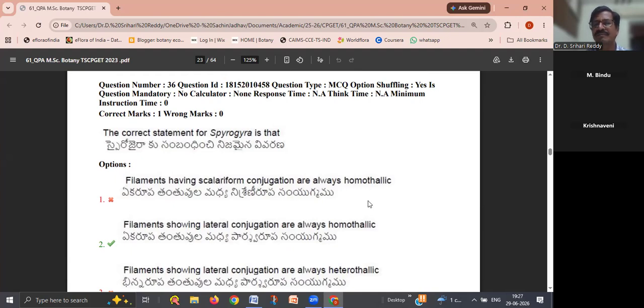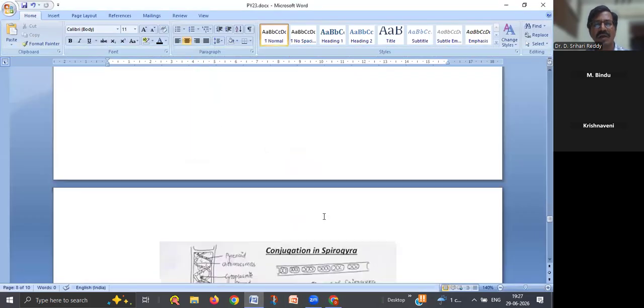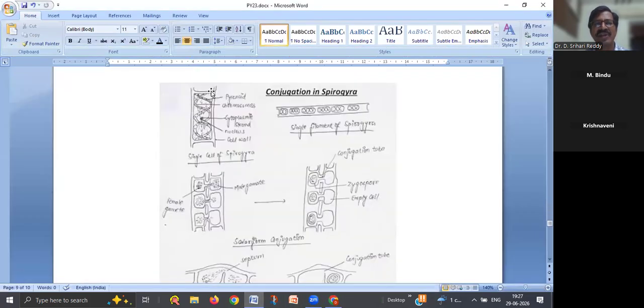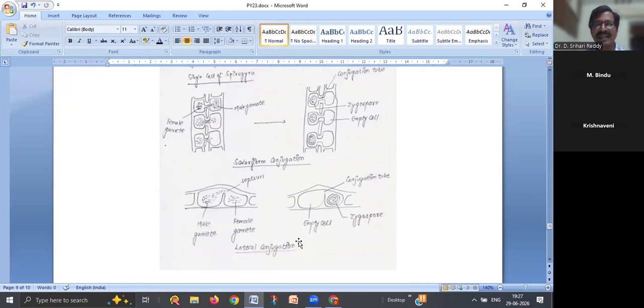What is homothallic? Homothallic means the male and female gametes are both produced from the same filament, from different cells of the same filament. You see here in the diagram, this is Spirogyra. Here we see the spirally coiled chloroplast, and there are two types: one is homothallic, another is heterothallic. There are two types of conjugation, lateral conjugation and scalariform conjugation.